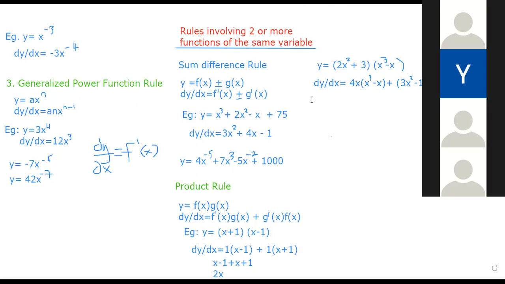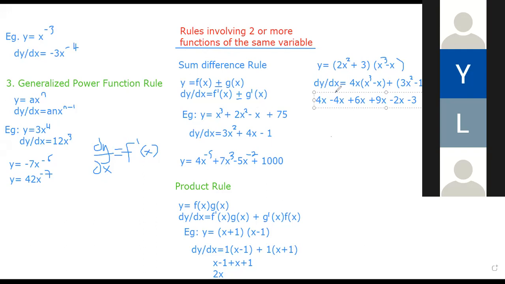So here we'll get 4x times x cubed gives us 4x to the power 4, minus 4x times x gives us 4x squared. Then this one, you open the two brackets. 3x squared times 2x squared gives us what? 6x to the power 4. Then 3x squared times 3 gives us what? 9x squared. Then negative 1 times 2x squared becomes negative 2x squared, plus negative 1 times 3 becomes negative 3.